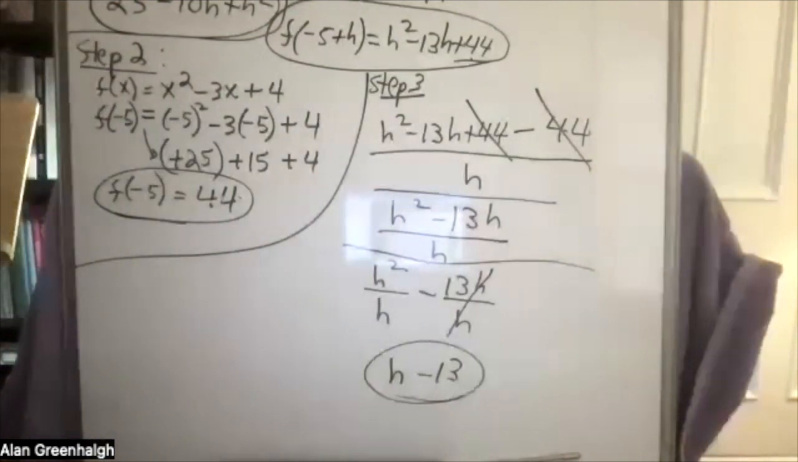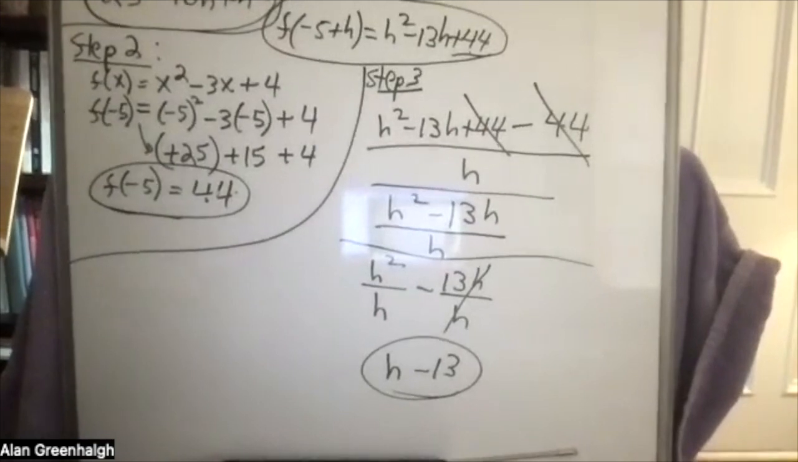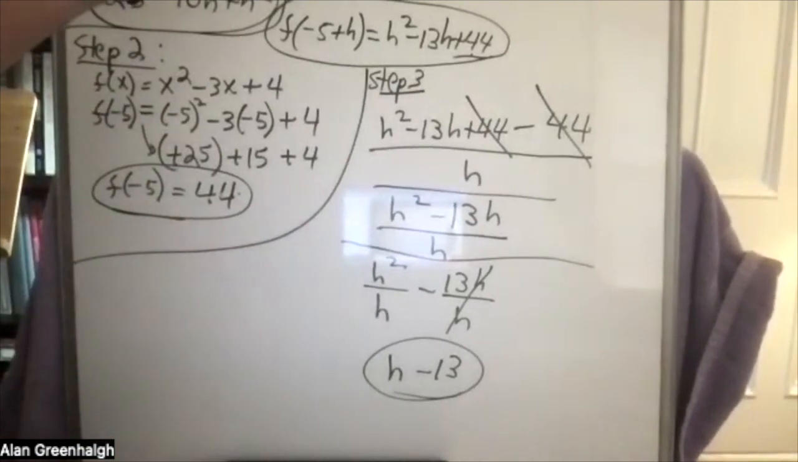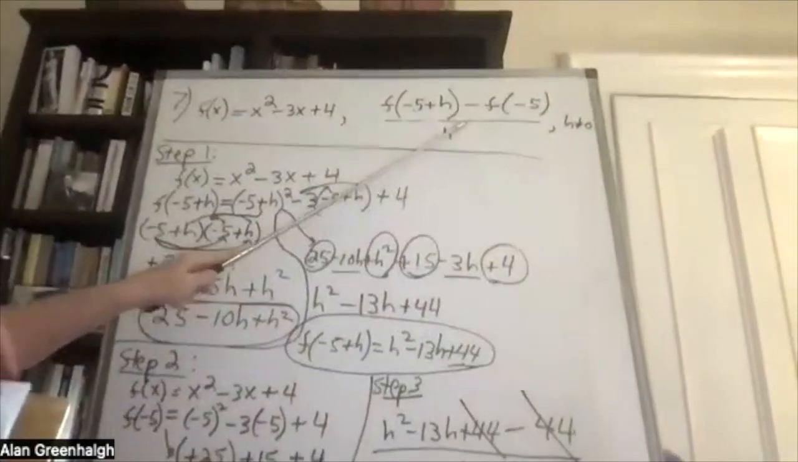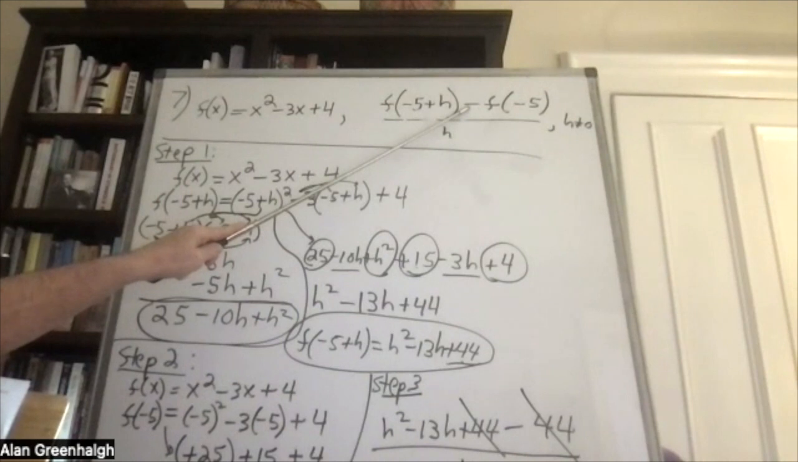How did the last 44 become negative? Because of that. See that? It's in step 2. See this negative? Okay. That's how it became negative.